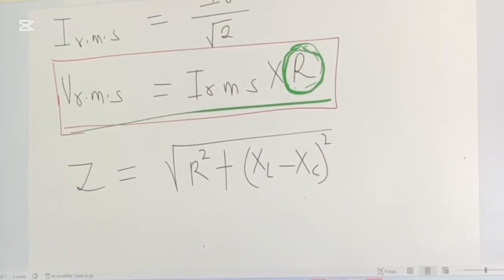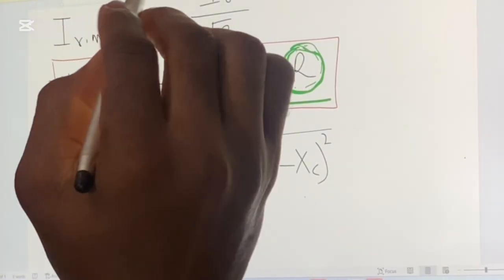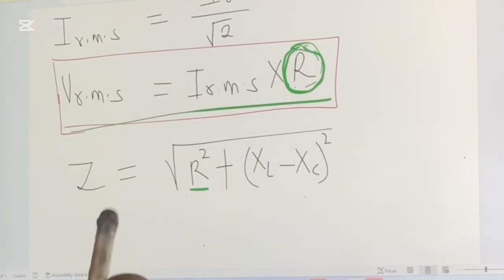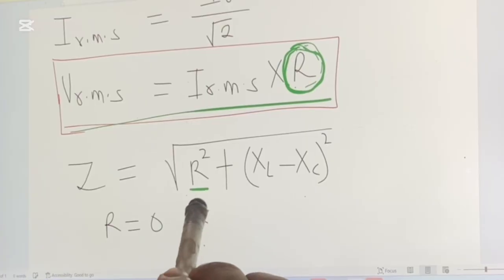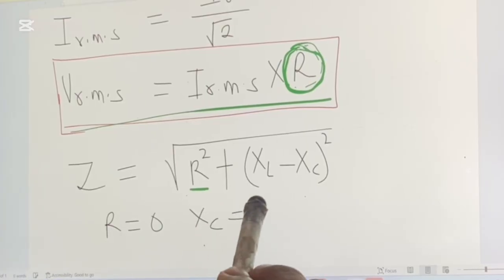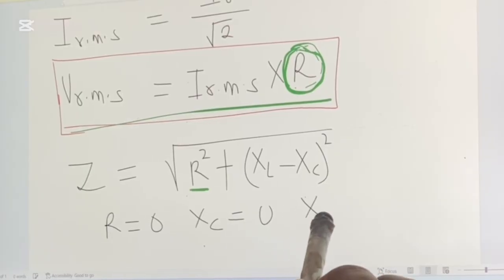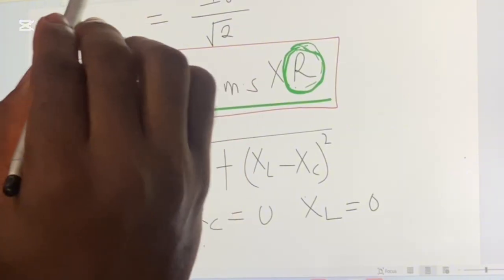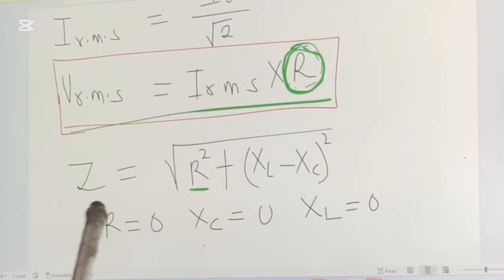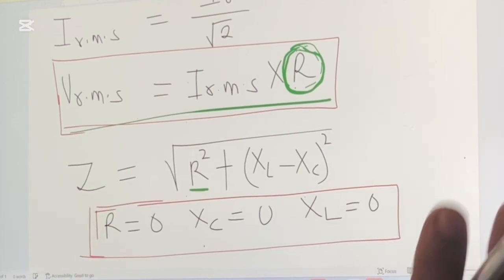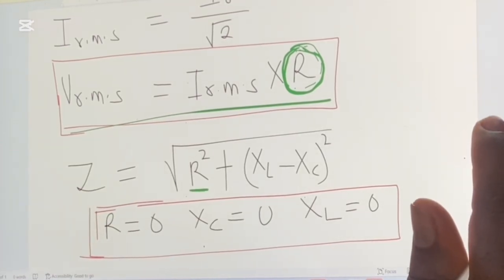If resistance is not given, it means that resistance will be equal to 0. If reactance capacitance is not given, it means that reactance capacitance will be equal to 0. And if reactance inductance is not given, it is equal to 0. When any one is not given, it means that invariably it is equal to 0 in that particular circuit. Please take note of this. So let's go back to the question to understand this.